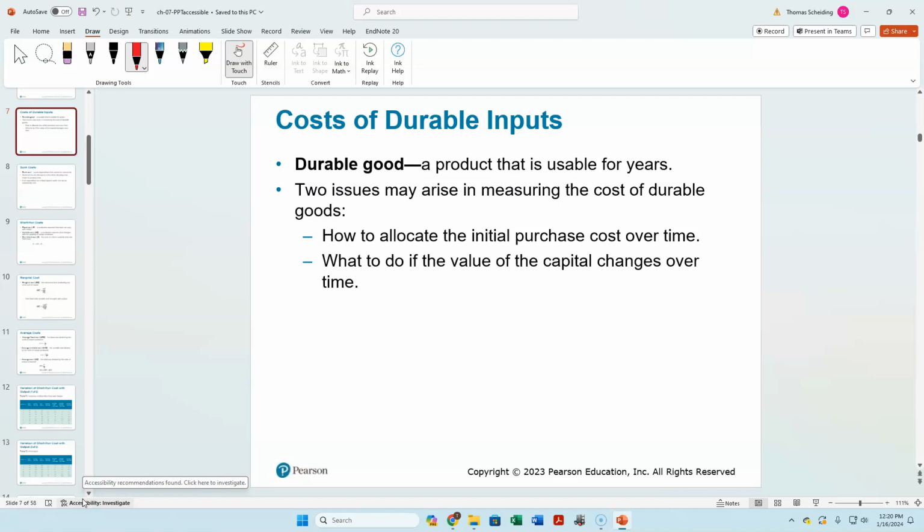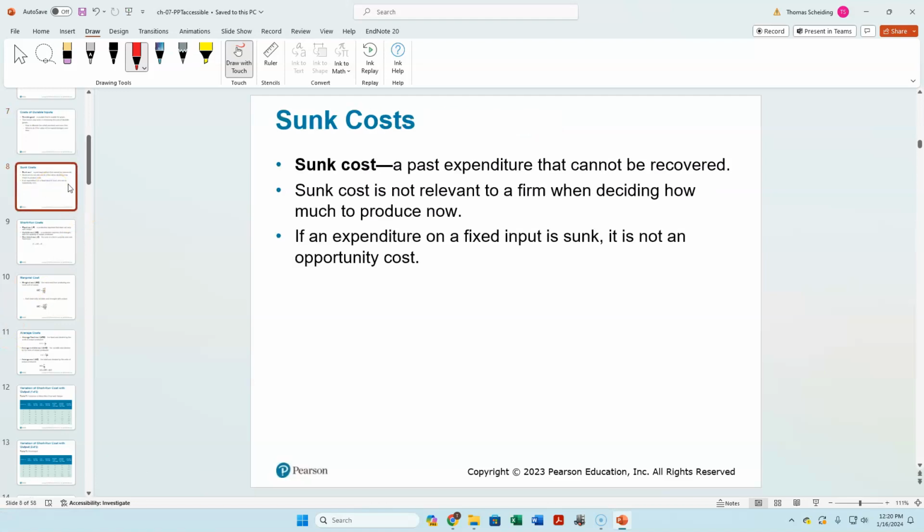Well, one way to do it would be that you allocate the initial purchase over time. And there would be some degree of depreciation, but you'd be spreading out the capital costs over time. Because one of the things that's also existing in the background, once you buy this durable good, is this idea of sunk costs: once you spend the money, you can't recover it.